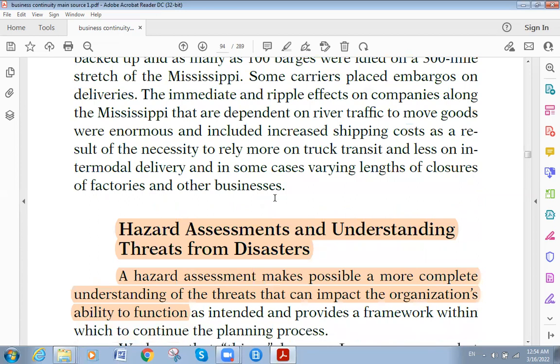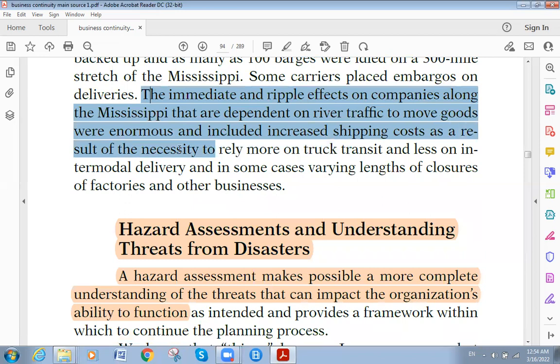So in all the cases, as management, you have to check out for assessing the hazards. Like we say here, the immediate and ripple effects on companies along the Mississippi that are dependent on the river traffic to move goods were enormous. See, this is the effect, because companies which depend on the Mississippi River to ship goods were affected, including increased shipping costs also. The shipping costs will increase.